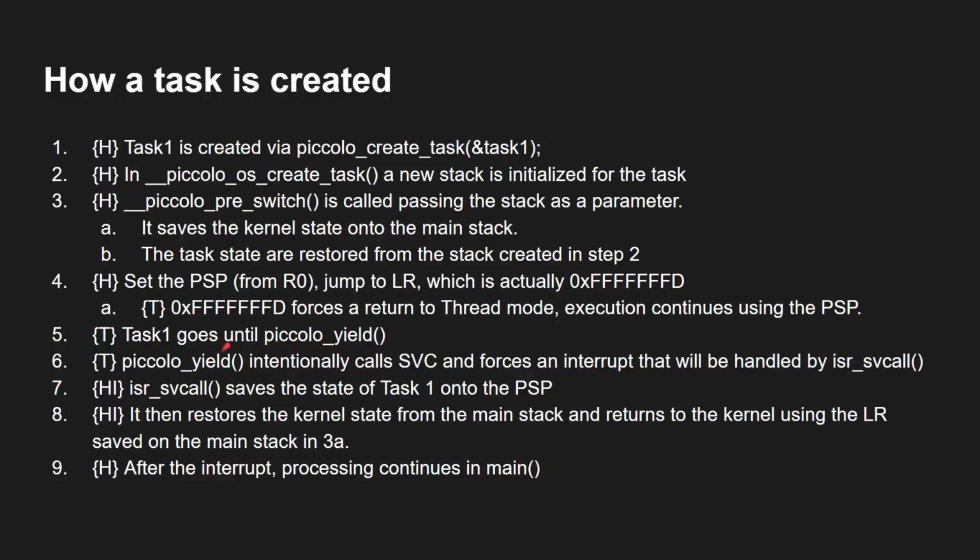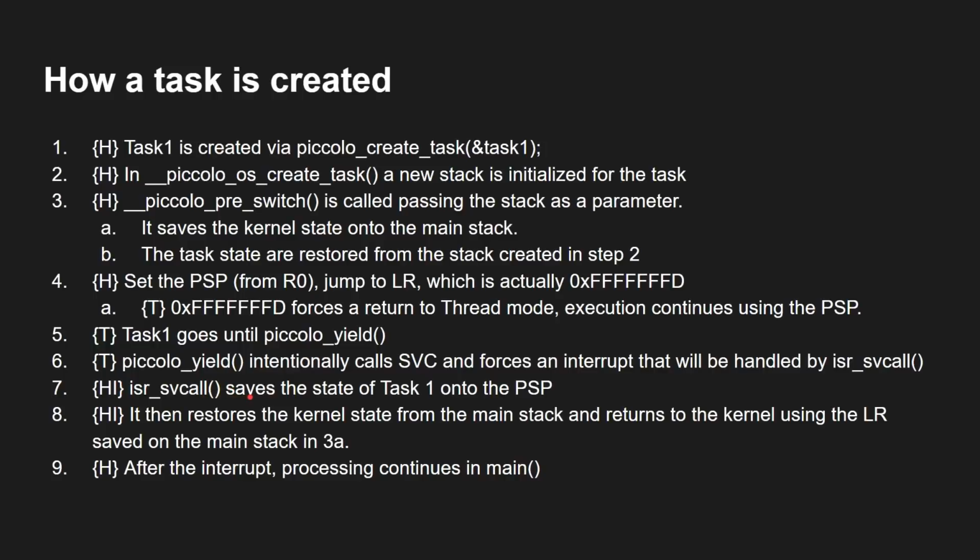So task 1 now runs, and it will keep going until Piccolo yield is called. As we saw in our demo, Piccolo yield is called from the sleep command as well. Now, when Piccolo yield is called, it intentionally causes an interrupt to occur, forces an interrupt, and that will be handled by ISR-SV call. Now, when an interrupt happens, the hardware automatically saves some of the registers on the stack and then jumps to the interrupt handler. The interrupt handler is ISR-SV call, and that's predefined by the Piccolo SDK, so that when this type of interrupt arrives, it will run this code.